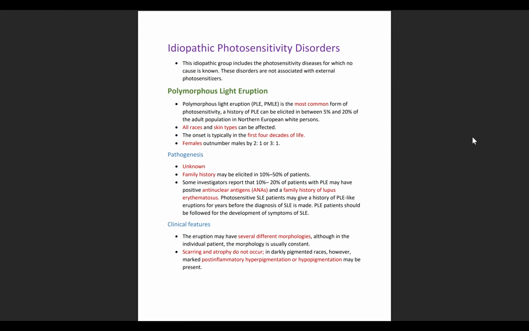نجي على clinical features. The eruption may have several different morphologies من اسمه polymorphous, although in individual patients the morphology is usually constant. يعني هو different morphologies وبالبيشنت نفسه يكون ثابت عادة. Scarring and atrophy do not occur in darkly pigmented races. However, marked hyperpigmentation, both inflammatory hyperpigmentation or hypopigmentation may be present.